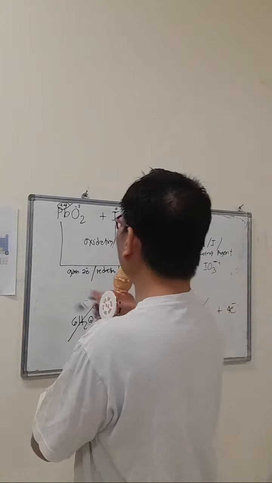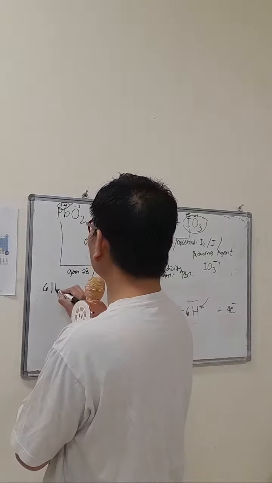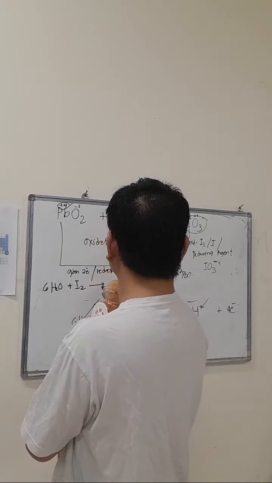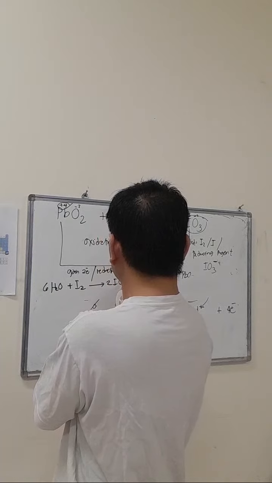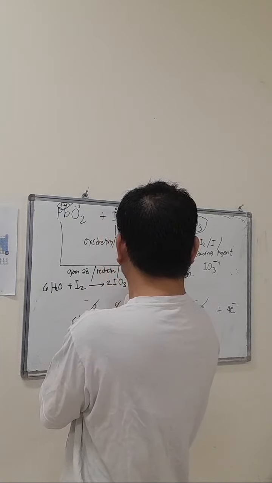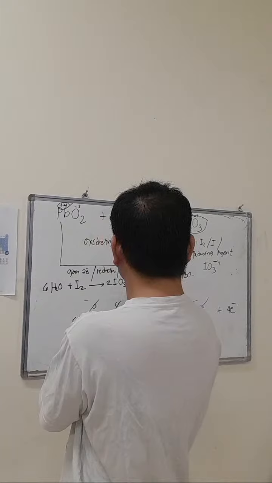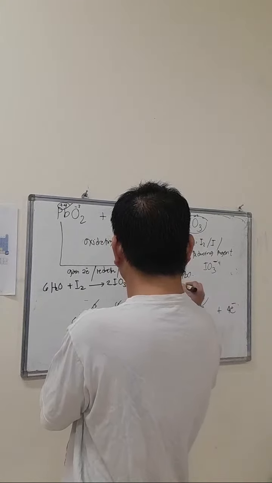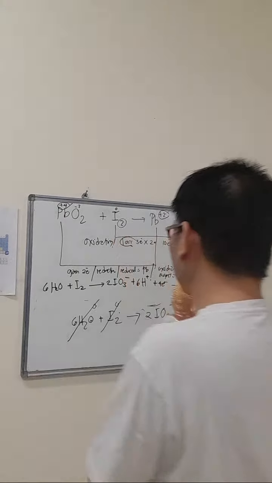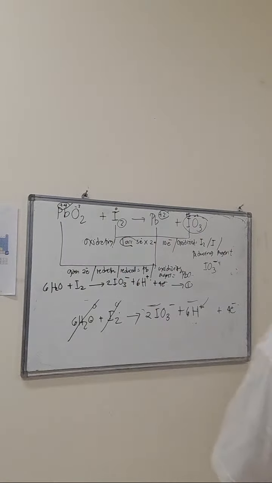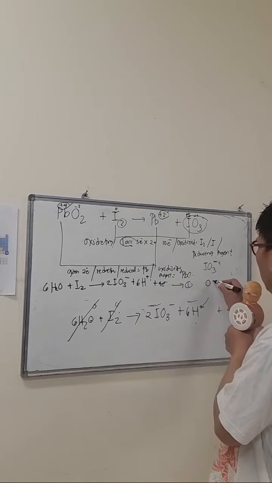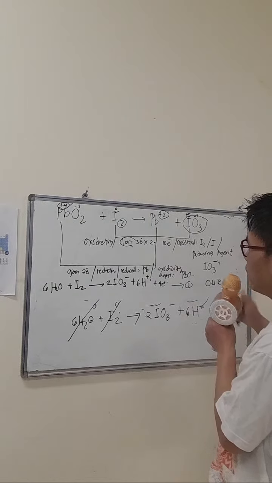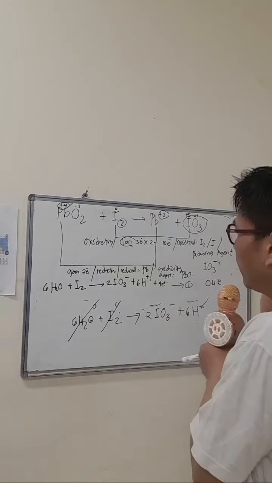Okay? So we have 6 moles of water plus iodine gas is equal to 2 moles of iodate, plus 6 moles of hydrogen ion, plus 4 electrons. This is our equation 1, which represents our oxidation half reaction. And now we go to our reduction half reaction, which is the plumbic oxide and the lead.